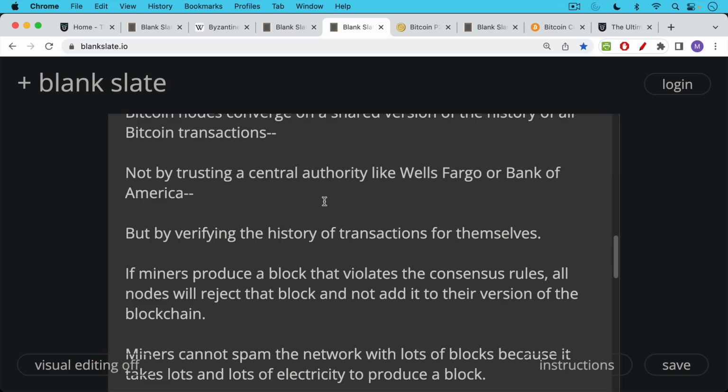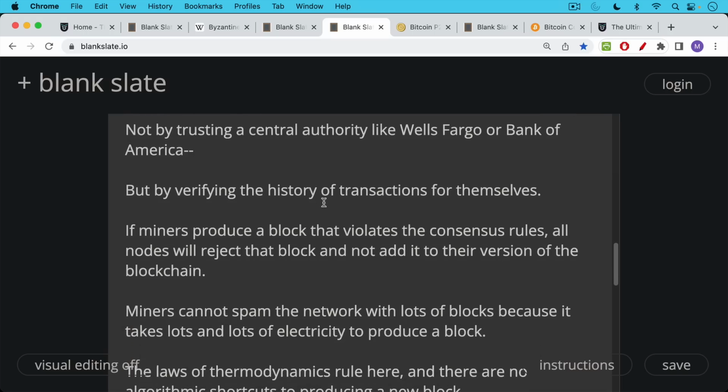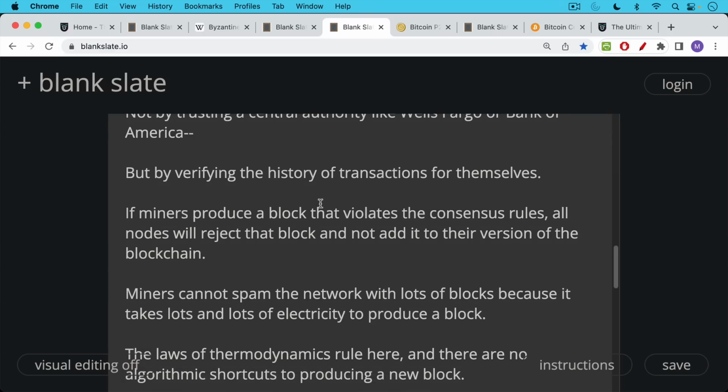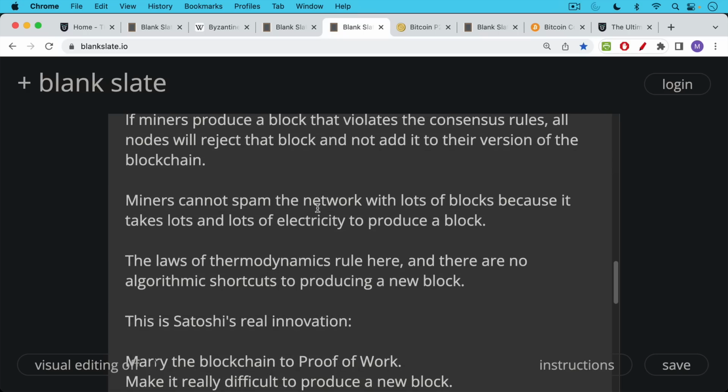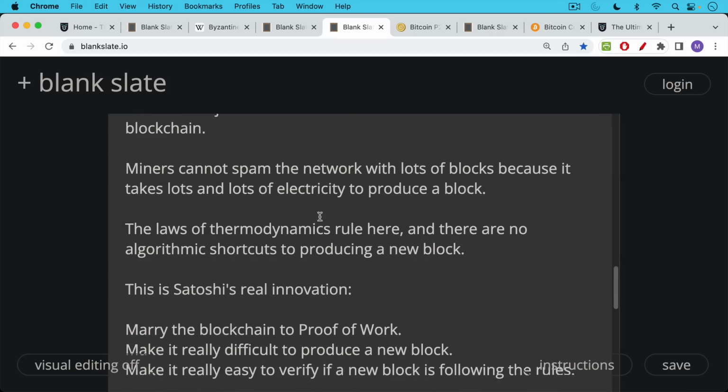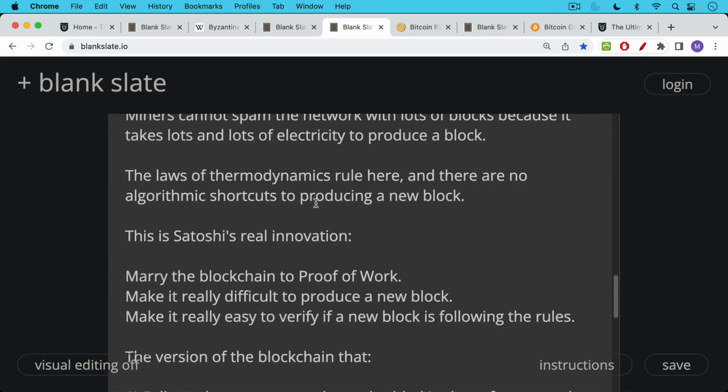Now, if the Bitcoin miners produce a block that violates the consensus rules, all the nodes will reject that block and not add it to their personalized version of the blockchain. Miners also cannot spam the network with lots of blocks because it takes lots and lots of electricity and it's very difficult. There's a lot of proof of work required to produce a block. It's the laws of thermodynamics that rule here, and there are no algorithmic shortcuts to mining or producing a new block. So this is Satoshi's real innovation.